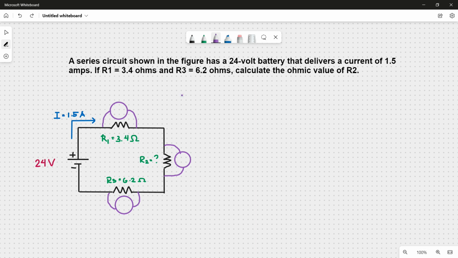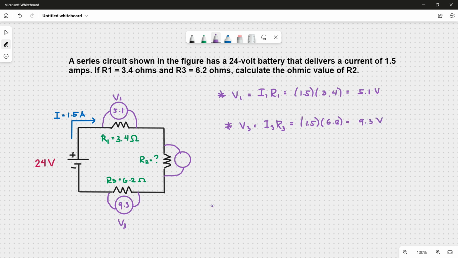For voltage 1, V1 is equal to I1 times R1. So that's 1.5 times 3.4, and this will give us 5.1 volts. For voltage 3, the same formula, V3 is equal to I3 times R3. So 1.5 times 6.2, this is 9.3 volts.